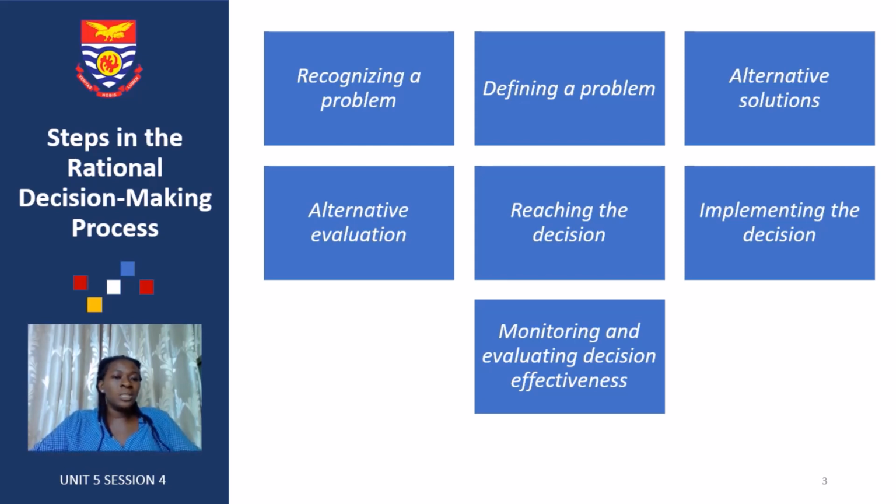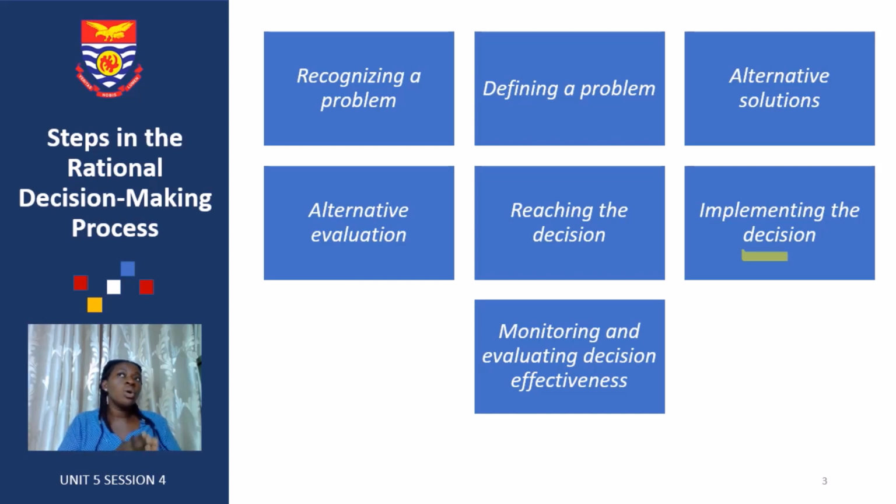Then we need to evaluate all these alternatives and select one which would work for the problem we have at hand. Once we've been able to do that, we need to reach the decision of choosing which one we are going for and then implement it. And once we've implemented, you can't just say, this is the problem, this is our solution, now we've got a solution. No, it doesn't end there.